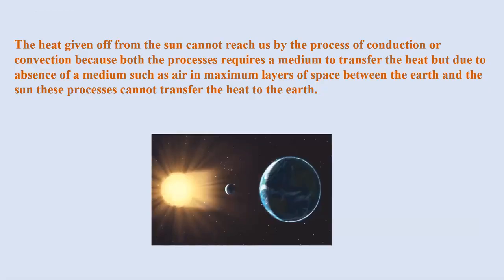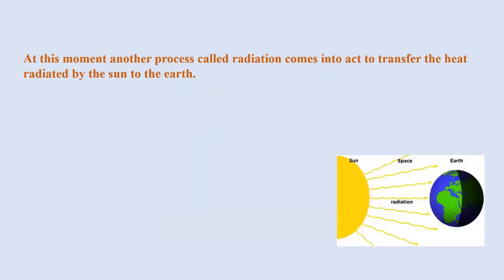So the heat given off from the sun cannot reach us by the process of conduction or convection, because both the processes require a medium to transfer the heat. But due to the absence of a medium such as air in the maximum layer of space between the earth and the sun, these processes cannot transfer the heat to the earth. So how does the heat of the sun reach us?